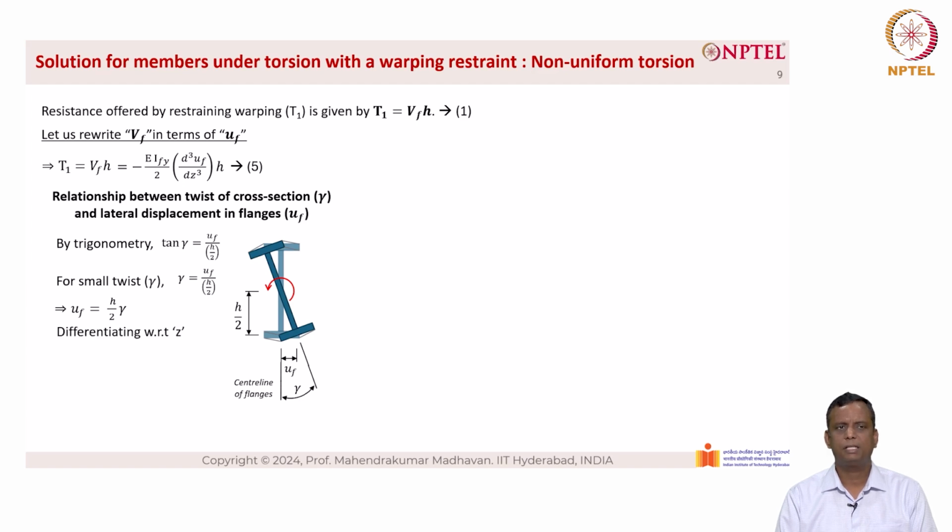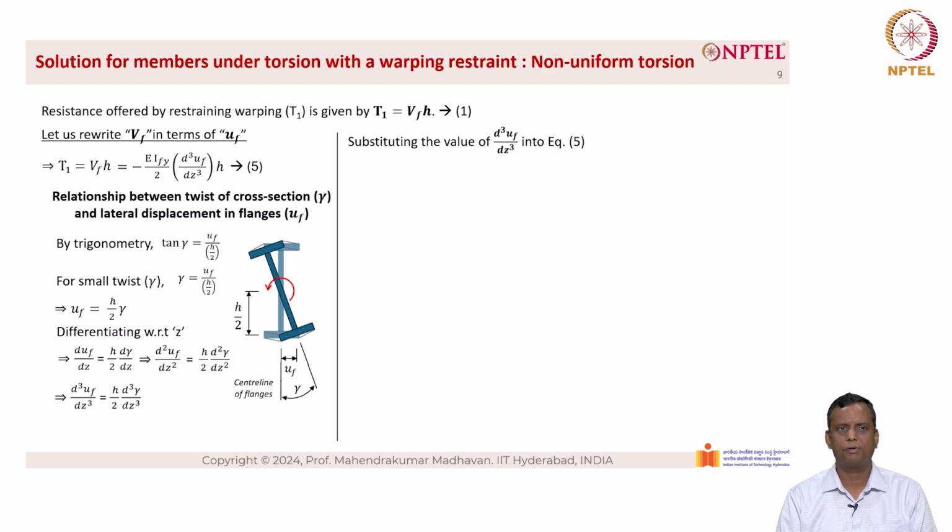Now differentiating that with respect to z, we have dU sub F divided by dz equal to h by 2 into d gamma by dz. When we twice differentiate it, we get h by 2 into d square gamma by dz square. And when we differentiate it thrice, we have h by 2 into d cube gamma by dz cube. Now why do we do so? Because we can substitute this value in equation 5 above.